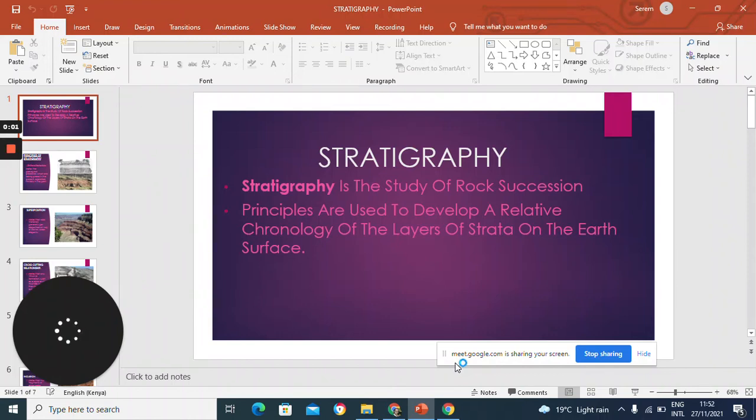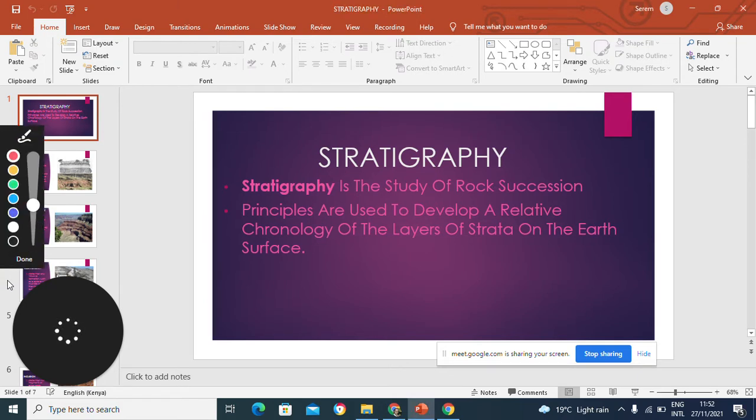As we had learned in our previous lesson. So today's lesson is a continuation of stratigraphy, and in our previous lesson we said that stratigraphy is the study of rock succession, and today we are going to look at the principles of stratigraphy.